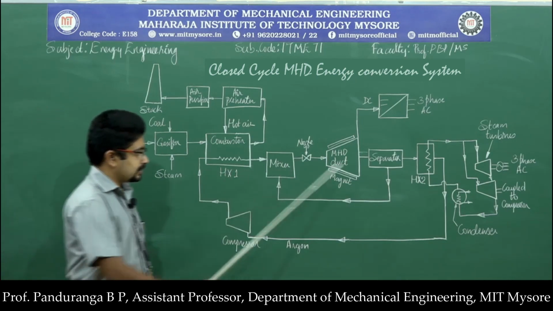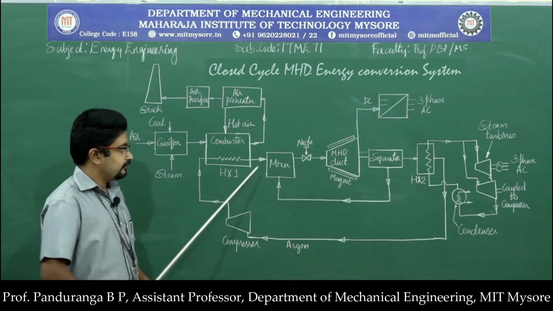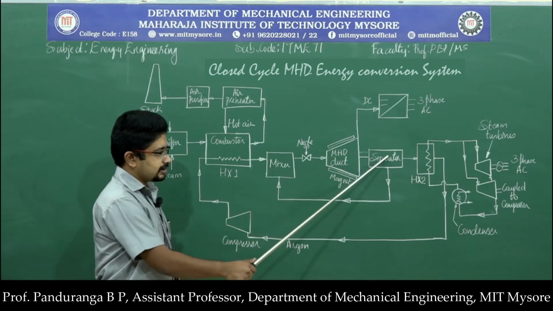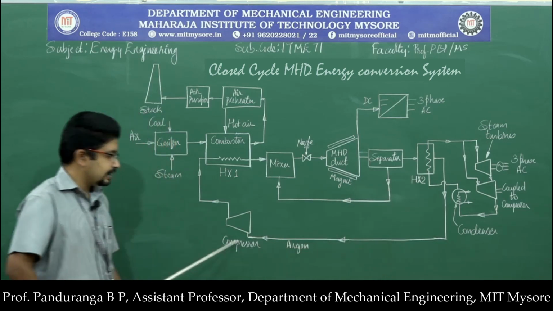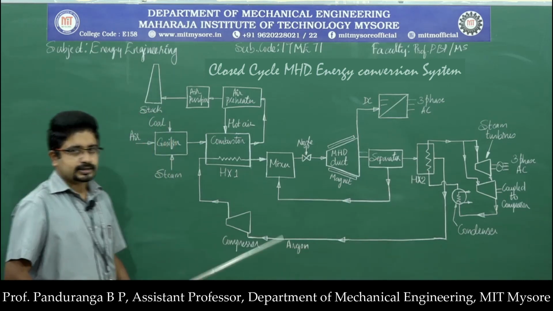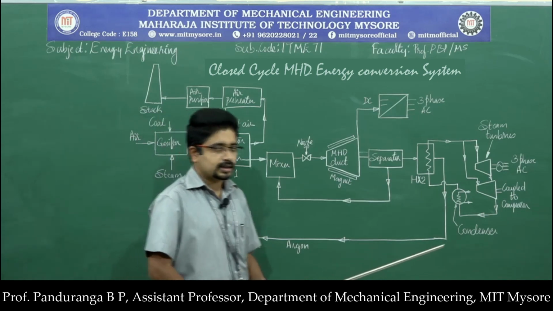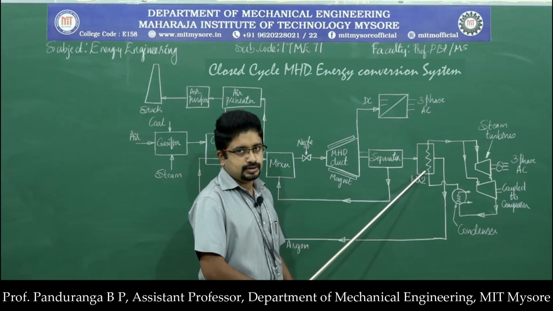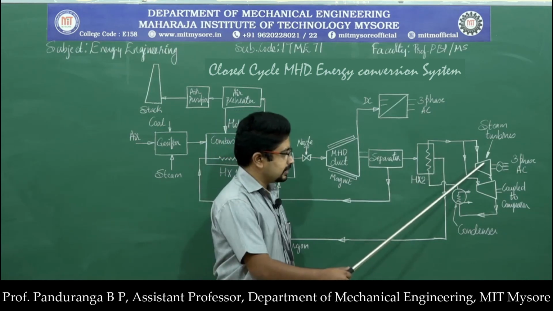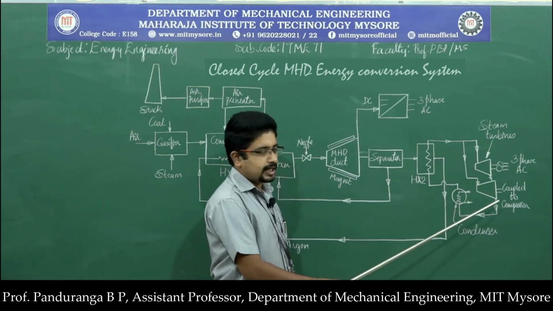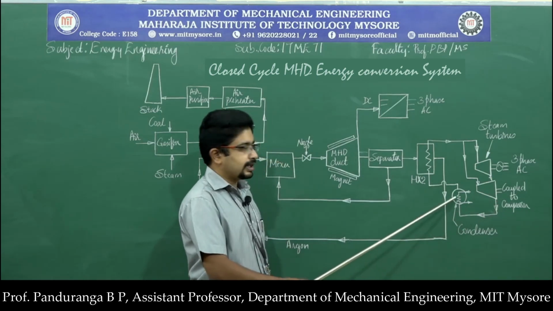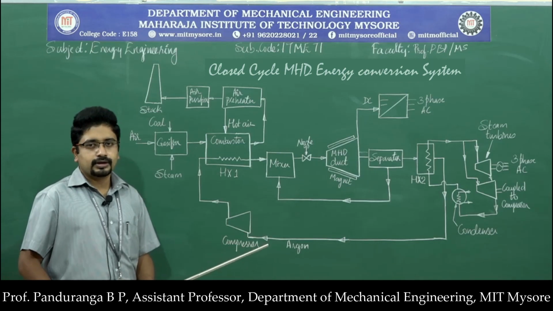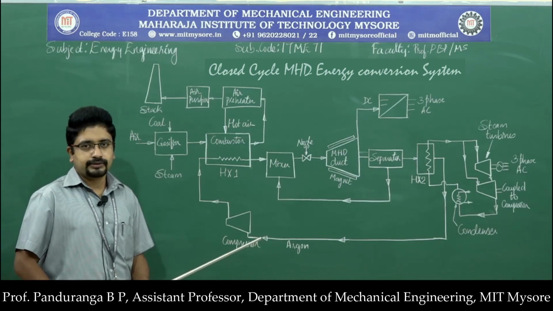So here we have two different cycles. One is the cycle of argon gas, which passes through the combustion chamber, mixer, MHD duct, separator, heat exchanger 2 and compressor, and the other cycle is of water and steam, where the water comes from the condenser, enters the heat exchanger 2, gets converted into steam, then enters two different turbines, and from here it again enters back into the condenser. This is the working of closed cycle MHD power conversion system.